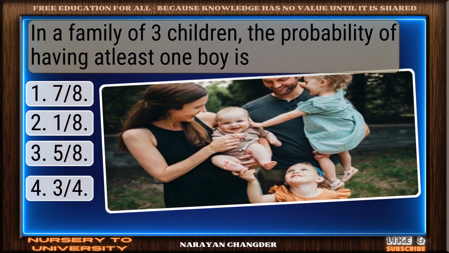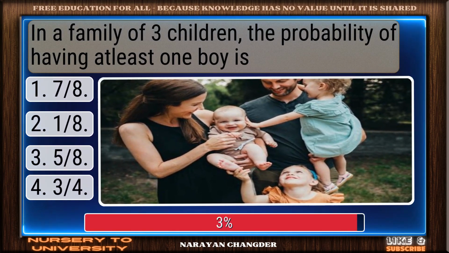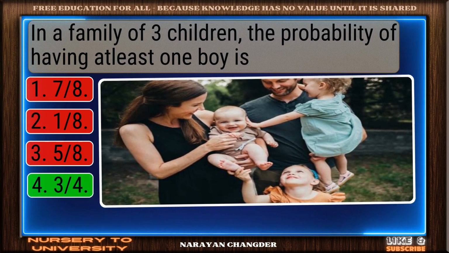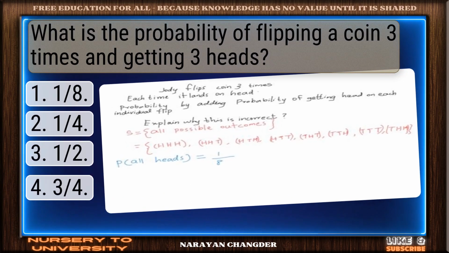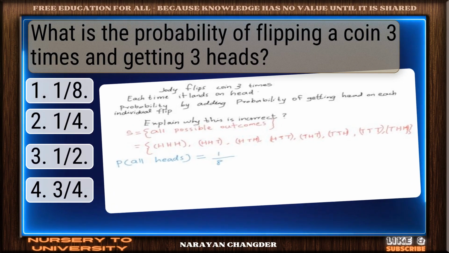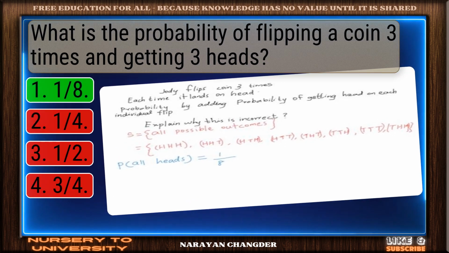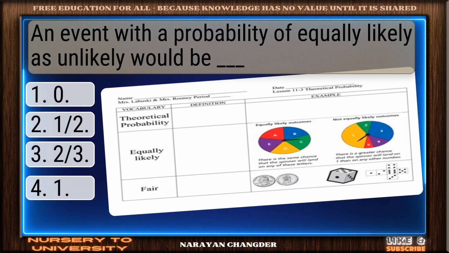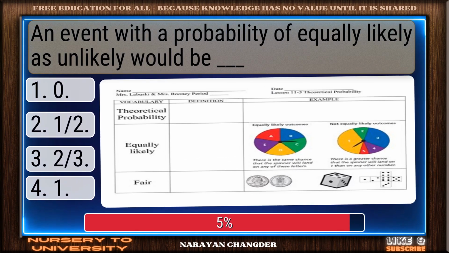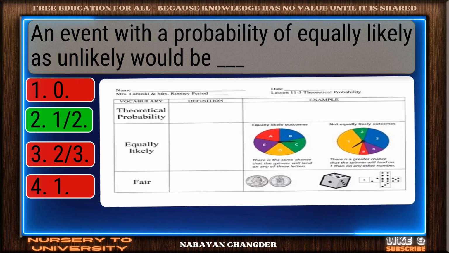In a family of 3 children, the probability of having at least one boy is. Right again. 3 by 4 is valid. What is the probability of flipping a coin 3 times and getting 3 heads? Sharp thinking. 1 by 8 is right. An event with a probability of equally likely as unlikely would be dash. Bravo. 1 by 2 is the answer.